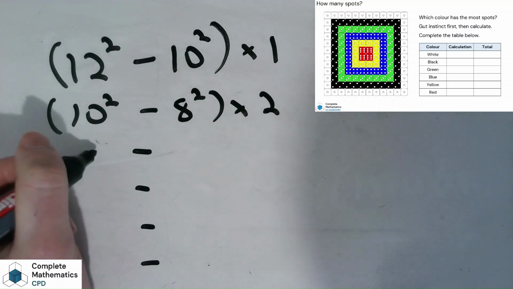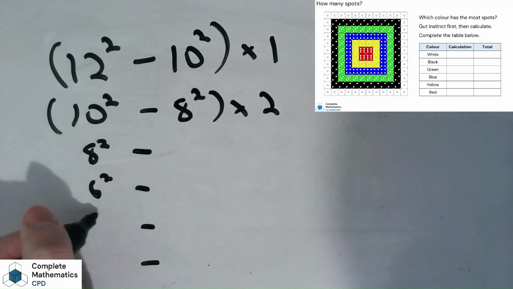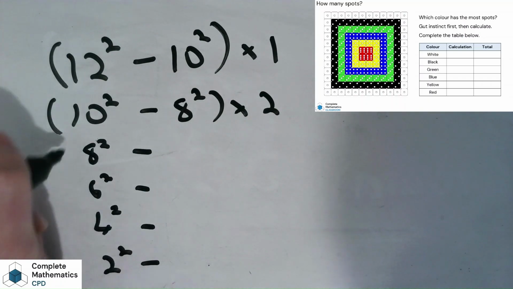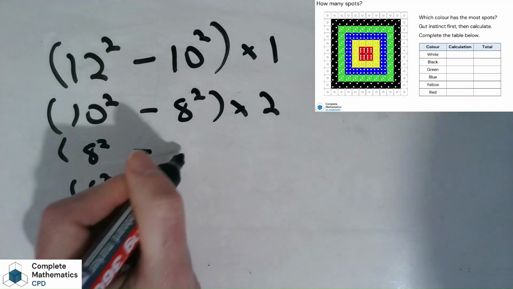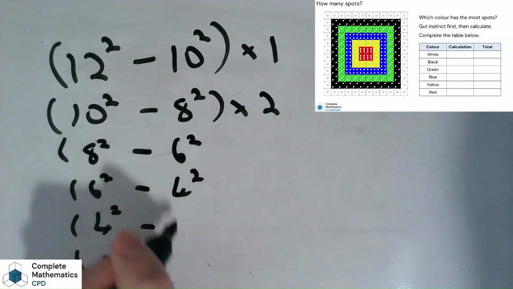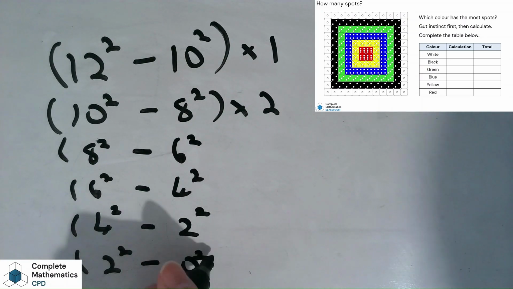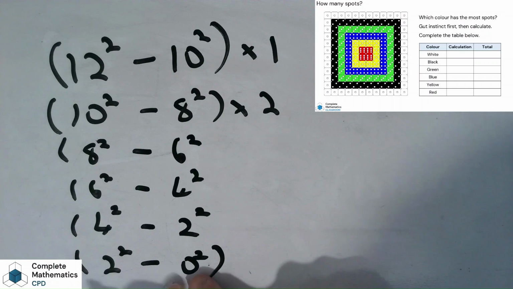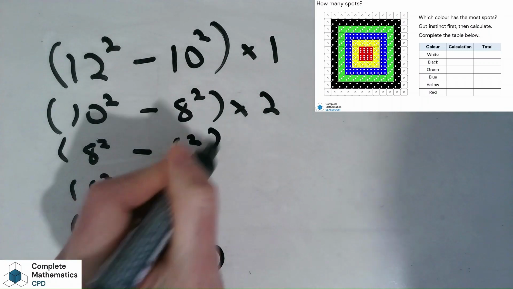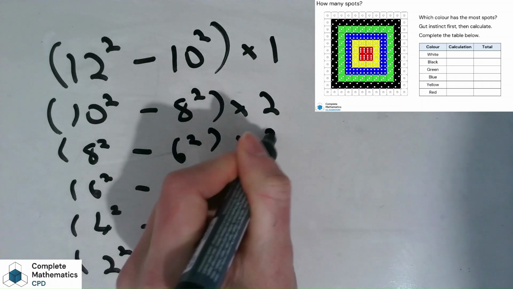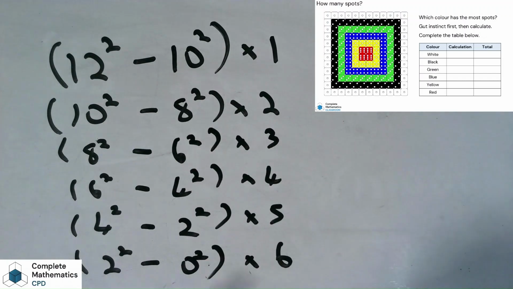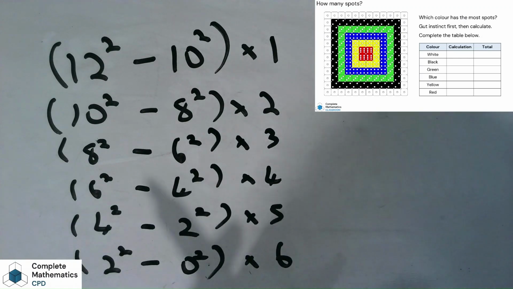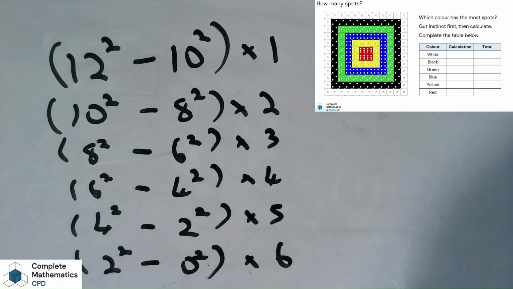So 12 squared, 10 squared, 8 squared, 6 squared, 4 squared, 2 squared. And then we subtract the middle square. Remember that difference of 2 squares. So it's going to be 10 squared, 8 squared, 6 squared, 4 squared, 2 squared, and then 0 squared. And that 0 squared, obviously we don't need it, but it does make sense with our systematic working that we're doing. And then times by 3, times by 4, times by 5, times by 6. And to be fair, you could come up with this calculation during a Year 7 lesson. You don't necessarily have to mention difference of 2 squares.